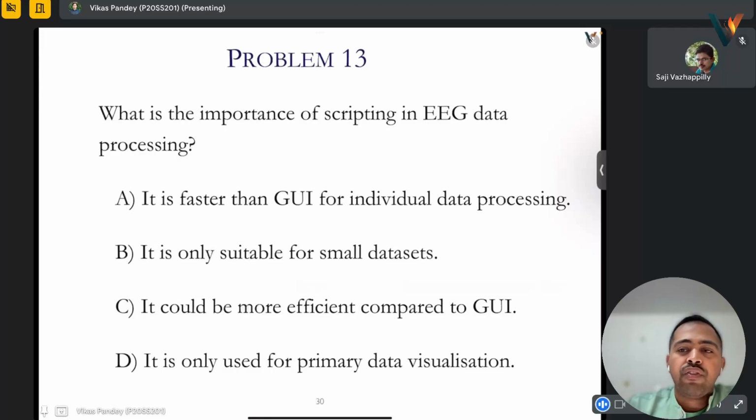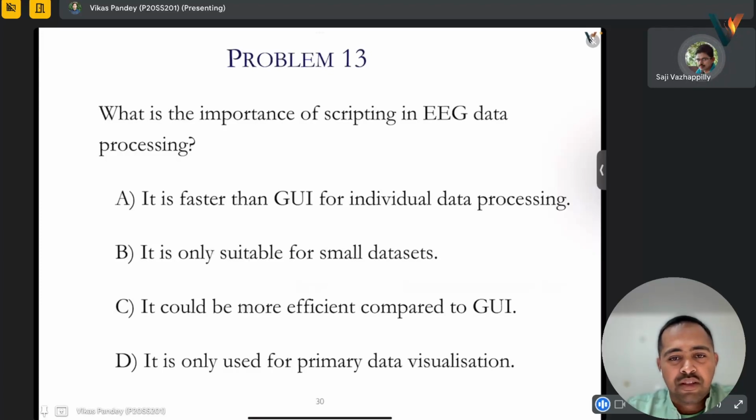What is the importance of scripting in EEG data processing? Is it faster than GUI for individual data processing? It's only suitable for small data sets. It could be more efficient compared to GUI. Or it is only used for primary data visualization? It is faster than GUI for individual data processing.